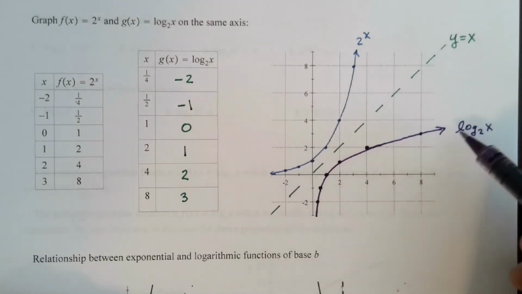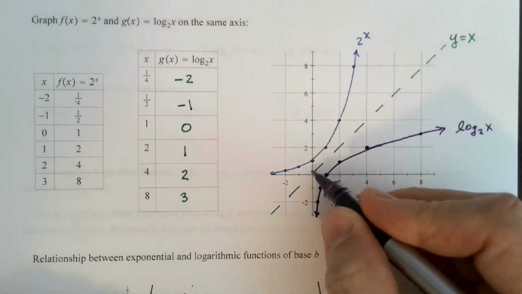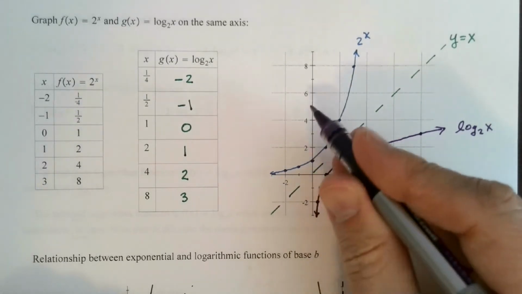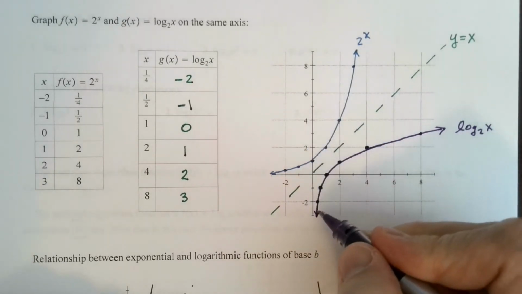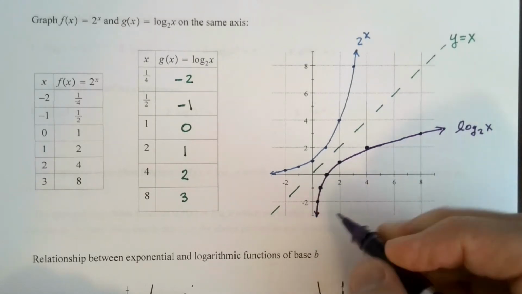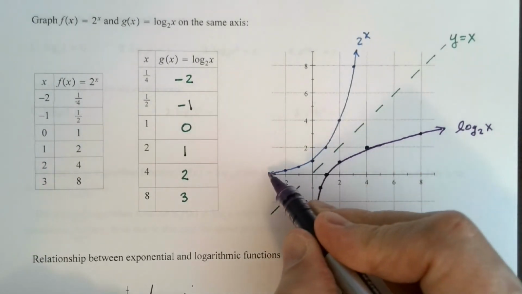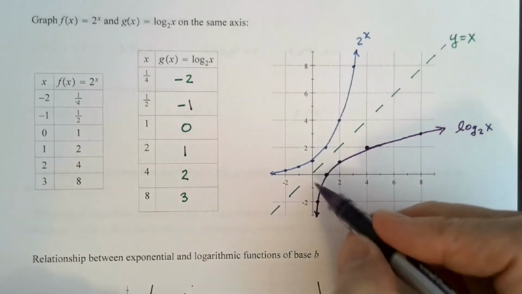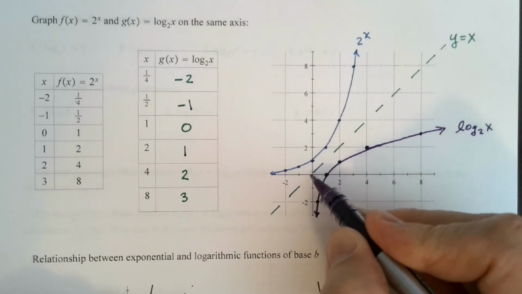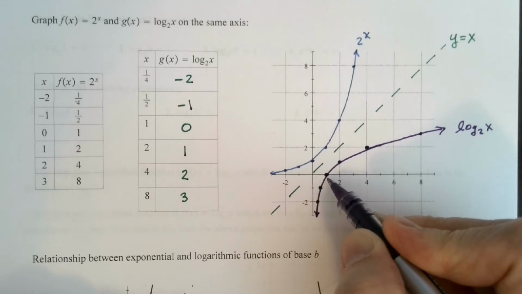Notice this keeps going up to infinity, and down here we're approaching a vertical asymptote of x equals 0. The y-axis is a vertical asymptote. This keeps getting more and more negative as x gets closer and closer to 0, as opposed to the horizontal asymptote for our exponential function. And the y-intercept for the exponential function is (0, 1), and that's an x-intercept for the logarithmic function, (1, 0).